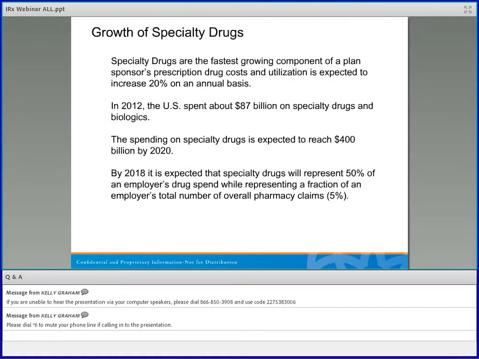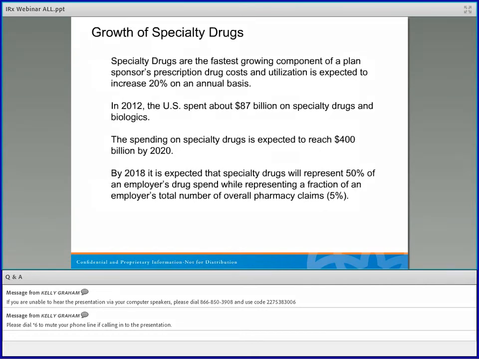And the reality is that probably in the next 3 to 4 years, half of your drug spend is going to be on specialty drugs. While that may only represent a very small portion, maybe 5% of the overall claims you have from a pharmacy side, you can expect that it's going to be about half of your drug spend. So you need to think about, okay, how do I control this, what do I need to do to make sure that I can still provide an affordable healthcare benefit, particularly on the pharmacy side, if this becomes 50% of my drug spend?